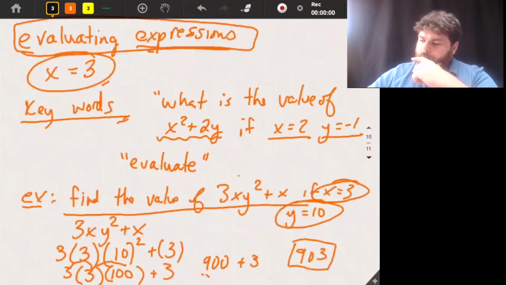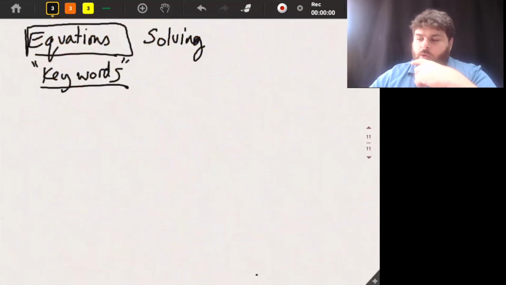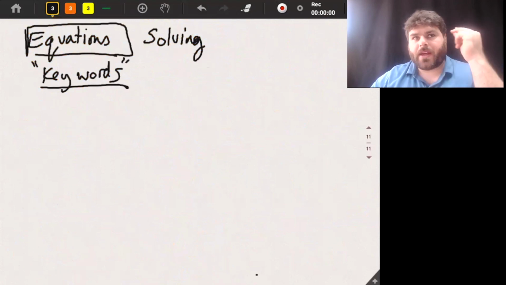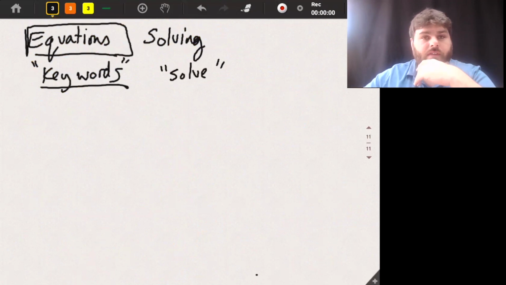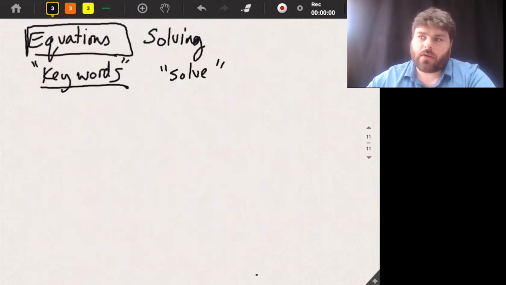All right, so when we're solving equations, keywords, things that are going to clue me into what we're supposed to do on the problem are things like this. Seems obvious, but you'll see the word solve. It'll say solve. It might say solve the following equation, okay? Those are obvious ones. Here's some less obvious. For what values of x?